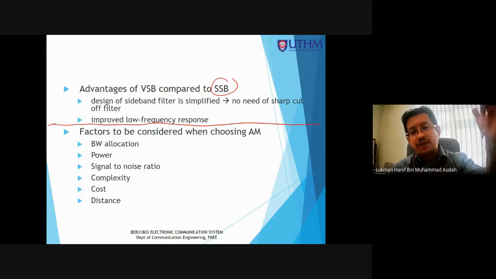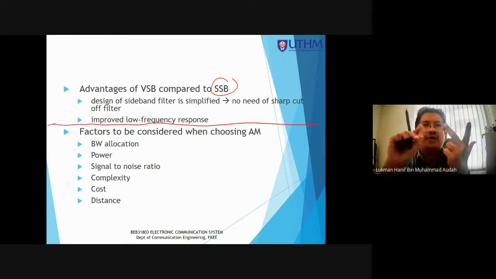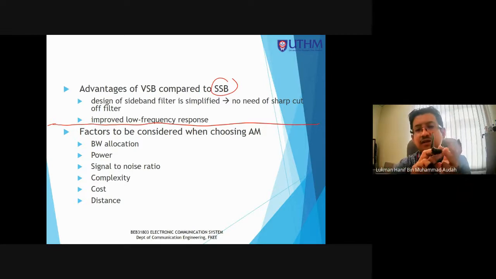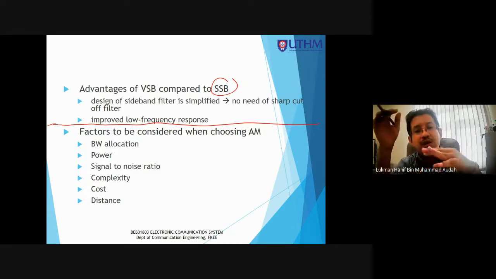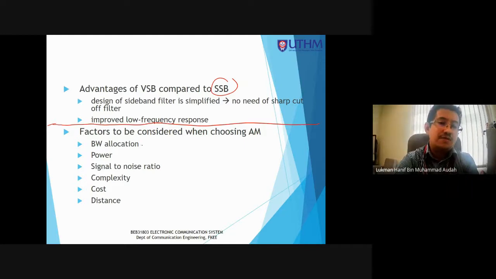Tadi kita dah lihat double sideband full carrier, we have seen suppressed carrier, we have seen single sideband, we have seen vestigial sideband. So how we want to determine which one is better for our application? Macam mana kita nak tentukan? So when we want to choose which one is better, we need to see a few sets of parameters for our application. Okay, satu dari segi bandwidth.